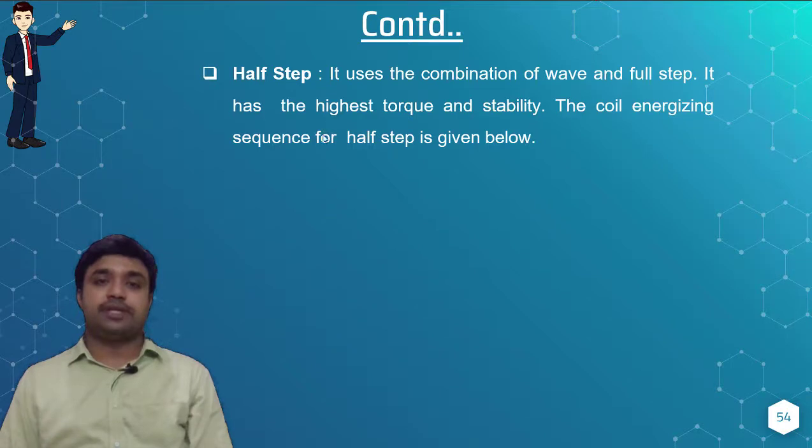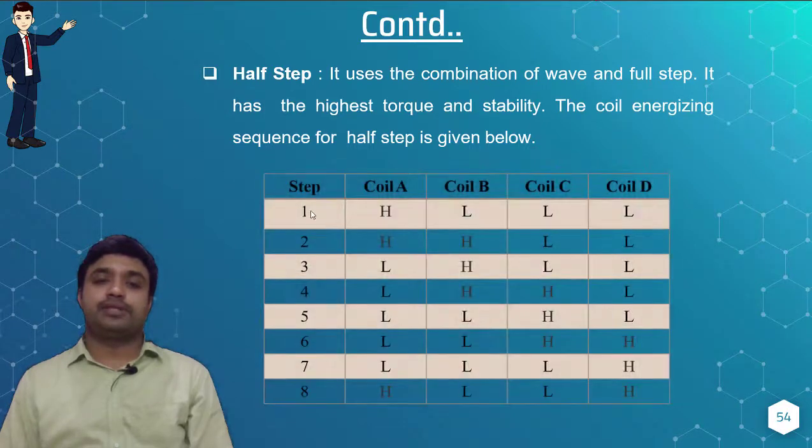And the third one is half step. It uses the combination of wave and full step. That is, it is going to implement both the wave step operation and full step operation. So it has the highest torque and stability. The coil energizing sequence for half step is given below. So here you can see we're having 8 steps. Okay, so 4 plus 4.